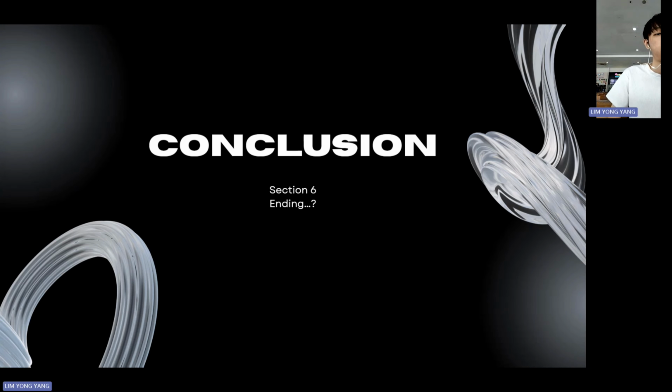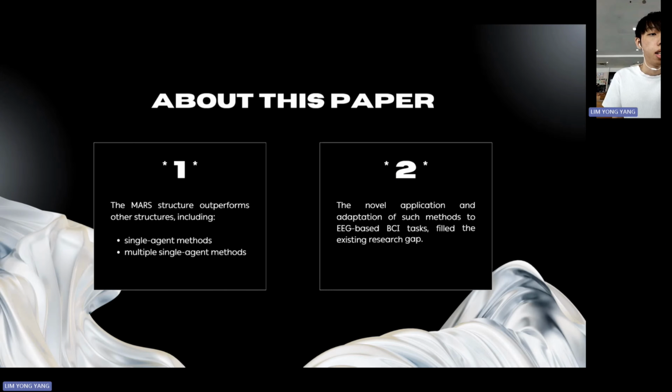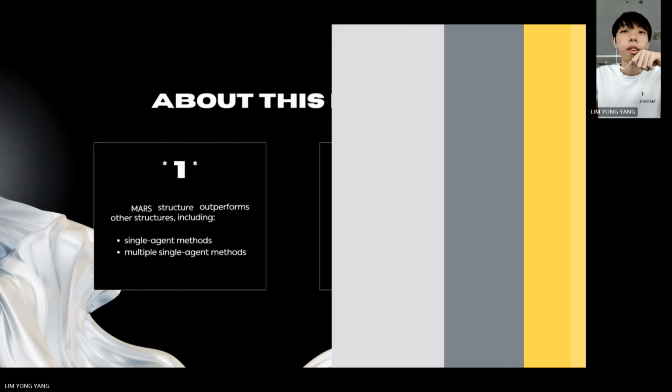Next we are going to go into section 6, which is about the conclusion. About this paper, whether you are comparing with the single agent methods or the multiple single agent methods, we can say that the Mars structure outperforms them by the results just now. We can also see that the novel application and adaptation of such methods to EEG-based BCI tests actually fills the existing research gap. They propose a new thing, and it significantly improves performance. And no other researchers did it before.